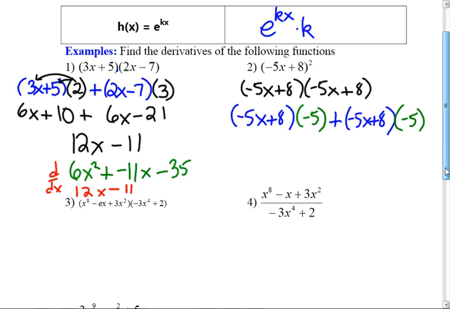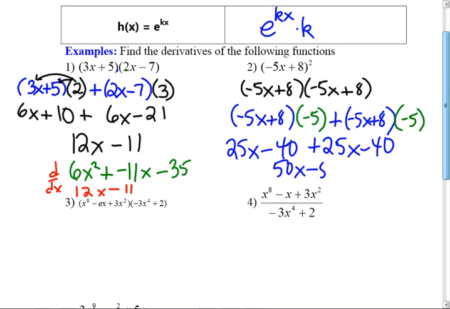So let's see, this is 25x minus 40 plus 25x minus 40. And sure enough, I do have two of those. So it's 50x minus 80. You can check your work from last week.